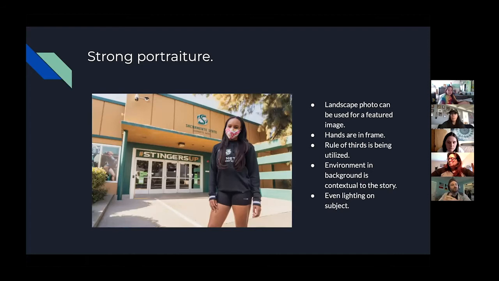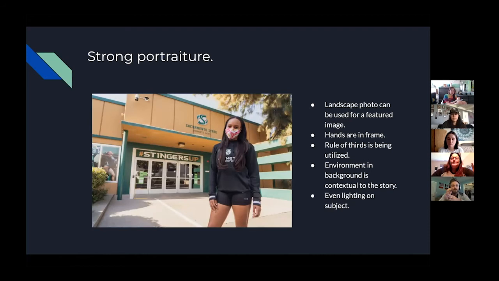Landscape photos tend to be better when you're talking about an image that's going to be featured on the website. Having a vertical photo is harder. I've talked with Chris about this. He prefers having landscape photos as opposed to featured. Like I said, the hands are in frame. The rule of thirds is being utilized.